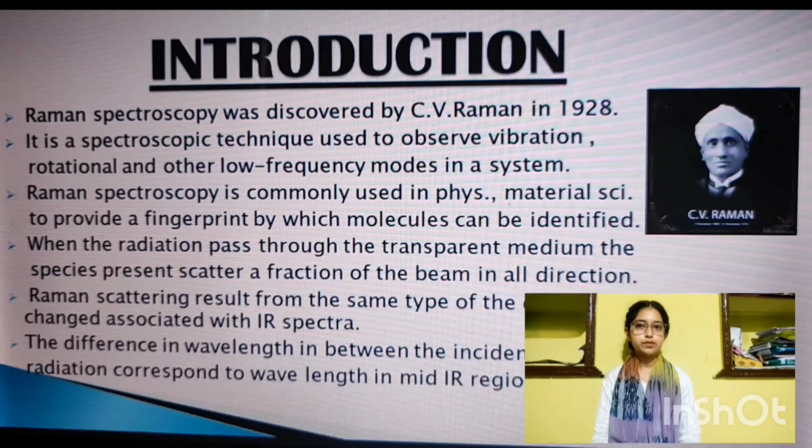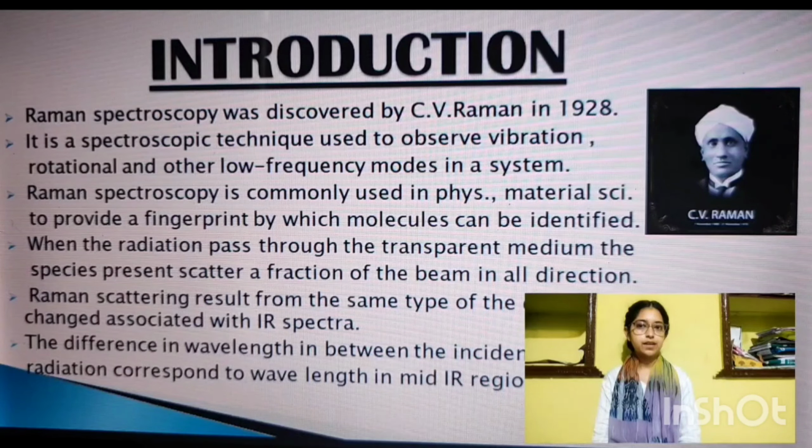So Raman spectroscopy was discovered by C.V. Raman in 1928. It is an analytical spectroscopic technique used to observe vibrational, rotational and other low frequency modes in a system. So basically Raman spectroscopy is commonly used in physics, material science and other branches of physics to provide a fingerprint by which a molecule can be identified.